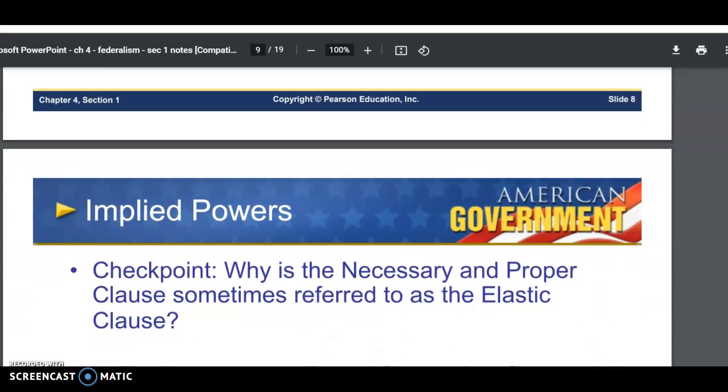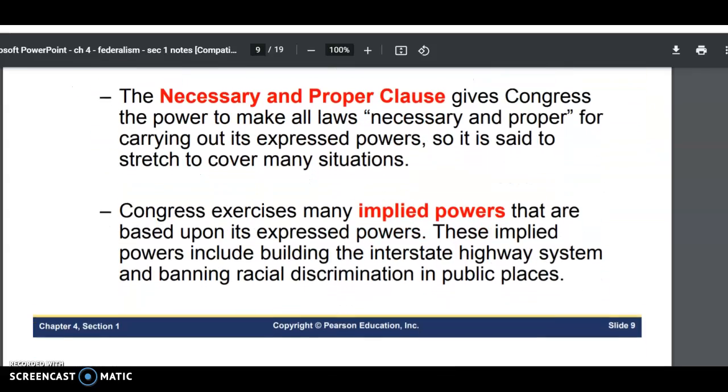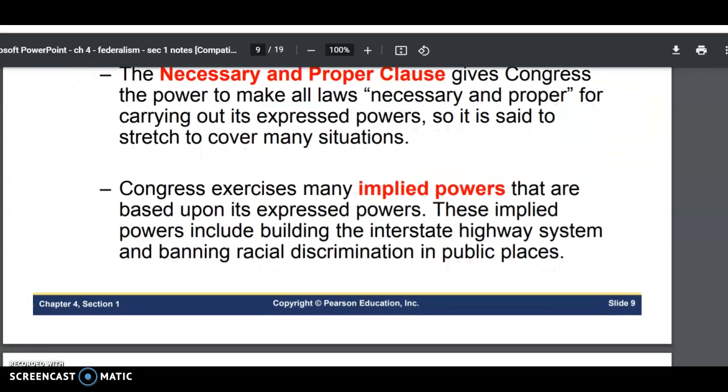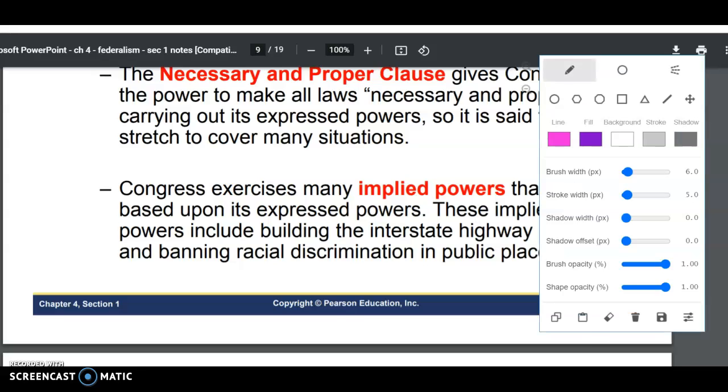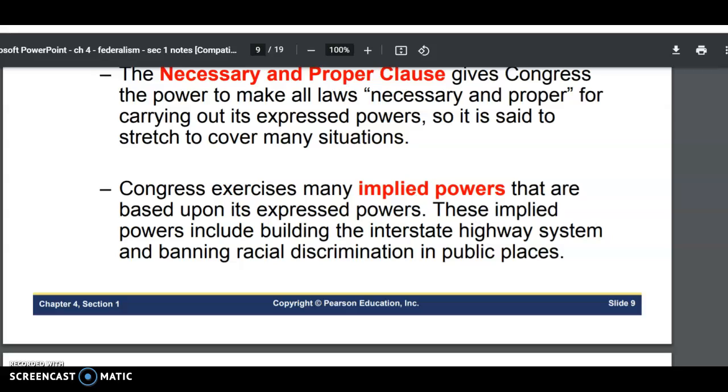So Congress exercises many implied powers that are based upon its expressed powers. So we're just going to write the example. You just need to know that Congress uses implied powers. One example of implied powers that Congress uses includes building the interstate highway system and banning racial discrimination in public places. Those were implied powers that Congress used when they did those two things.